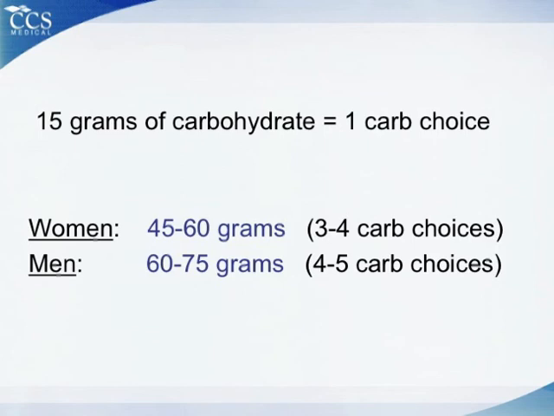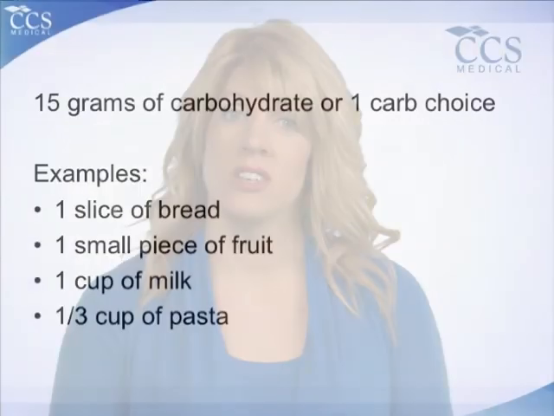15 grams of carbohydrate equals 1 carb choice. If you are a woman, start with 45 to 60 grams, or 3 to 4 carb choices at a meal. If you're a man, have 60 to 85 grams, or 4 to 5 carb choices at a meal. Snacks generally include 1 carb choice or 15 grams. To get started, you need to identify which foods have carbs and learn the correct portion sizes of each.